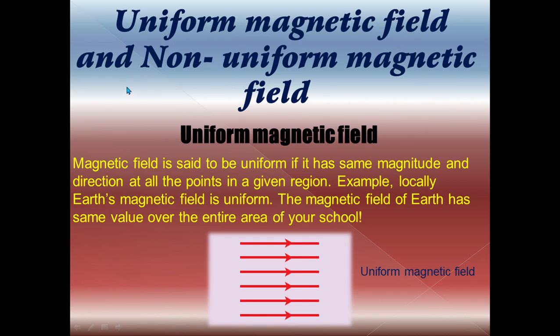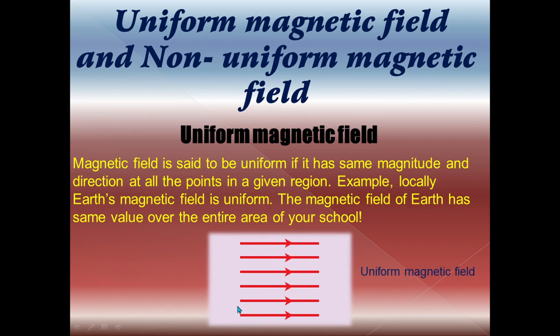Next, uniform magnetic field and non-uniform magnetic field, from your third lesson, 12th standard physics. First of all, we should know the definition of uniform magnetic field. This is a 2-mark question. A magnetic field is said to be uniform if it has the same magnitude and direction at all points in a given region. Example: locally, the Earth's magnetic field is uniform. The magnetic field of Earth has the same value over the entire area of your school.